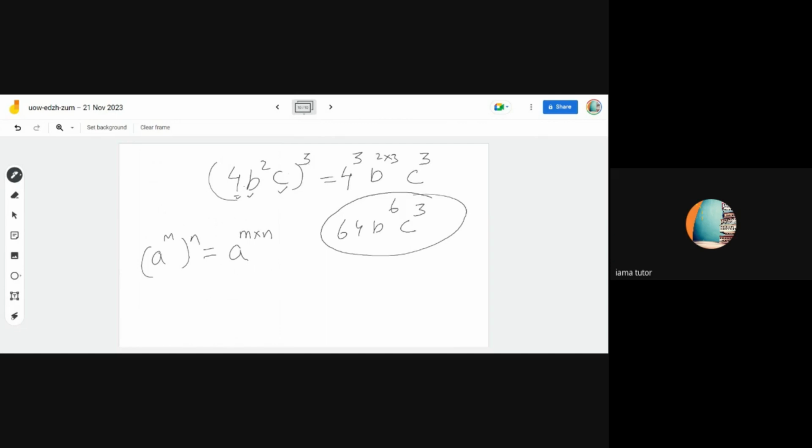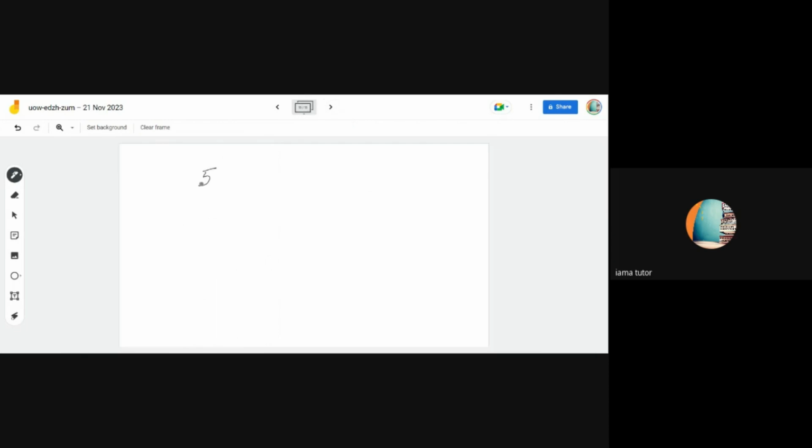So this was one of the questions from the past paper. Now let's do another question. This is also from the past paper: 5m squared n cubed times (3mn) raised to the power 4. Try to pause this video and try to solve it.